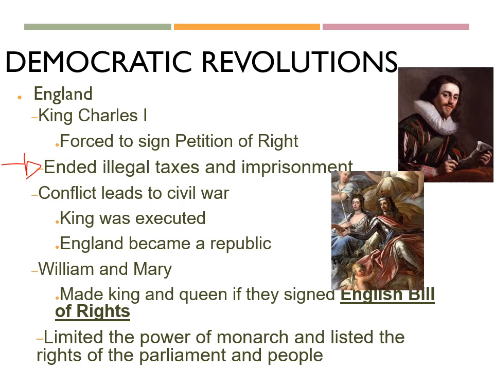Eventually, in 1649, the king was captured and the king was executed, King Charles I. And at that point, England became a republic. And so, over the next 40 years, there were a number of changes. And King Charles's son ended up taking over. And with him taking over, there came new conflict about the king taking too much power.